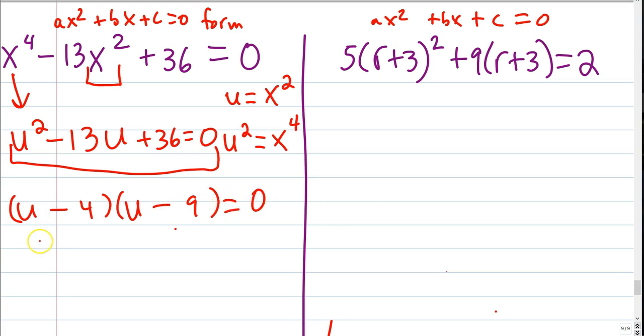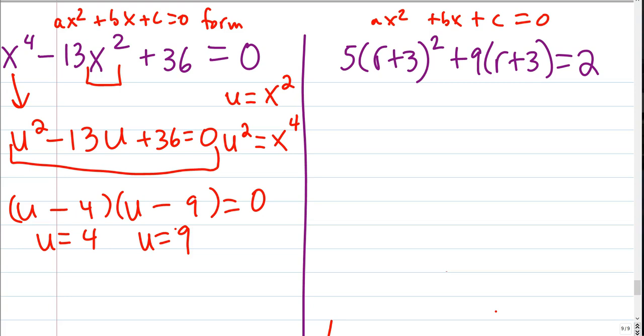Setting each of these equal to 0, u equals 4, and u equals 9. Now here's the only tricky part about u substitution. We don't care about u. I'm not trying to be insulting. What are we saying? We weren't solving for u. We were solving for x.